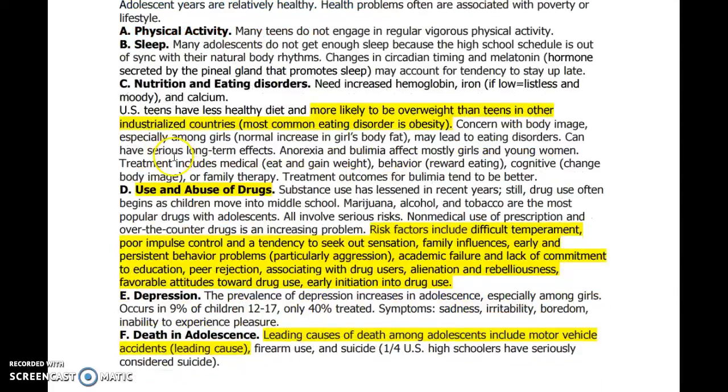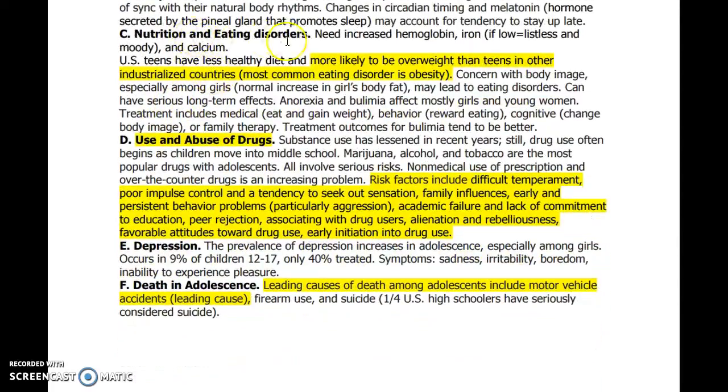All right, so the most common eating disorder is obesity. U.S. teens have a less healthy diet and are more likely to be overweight than teens in other industrialized countries. Some other eating disorders include anorexia and bulimia. So please read through that.